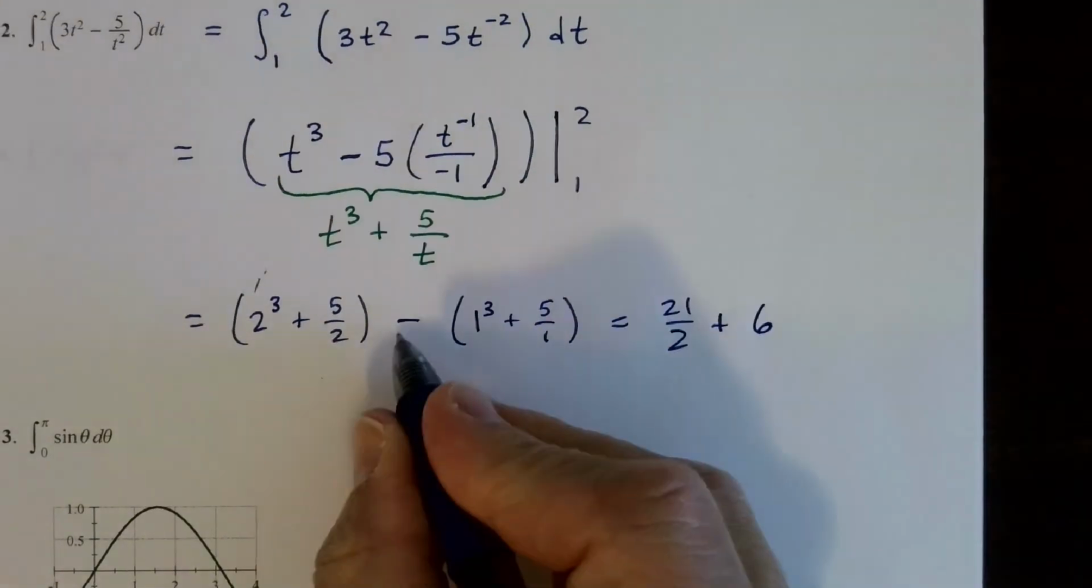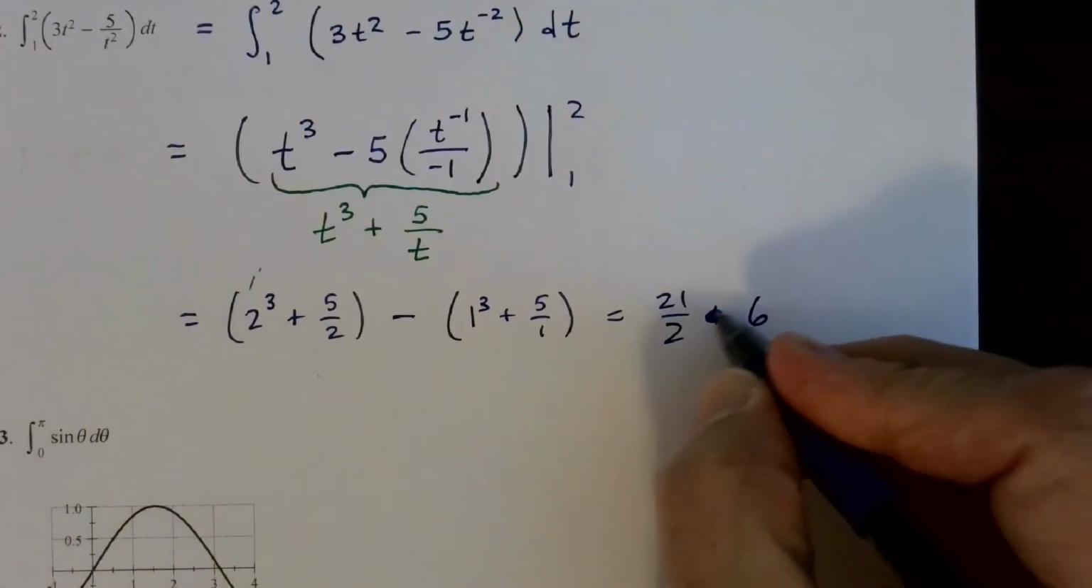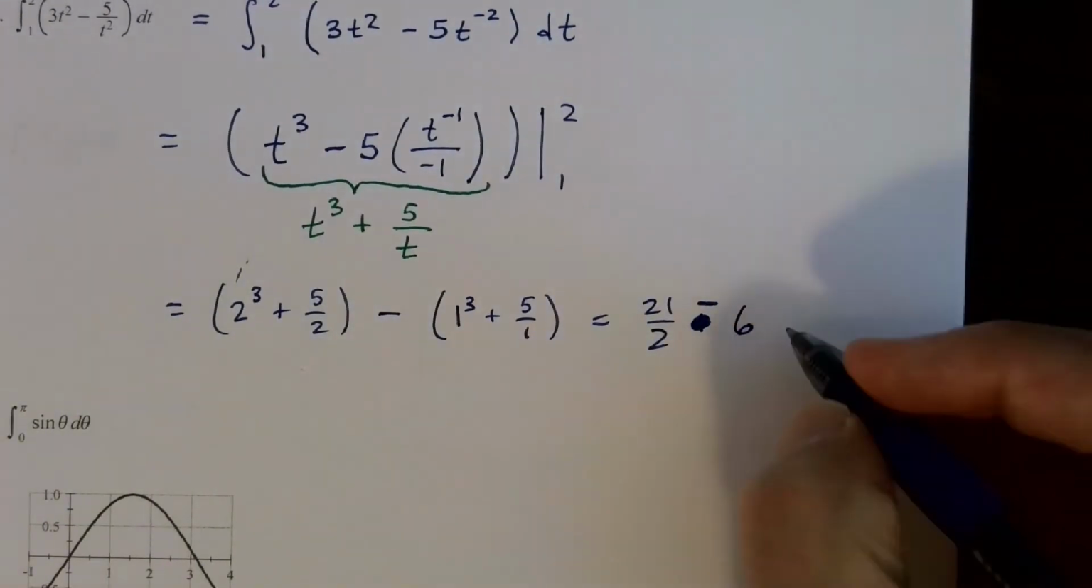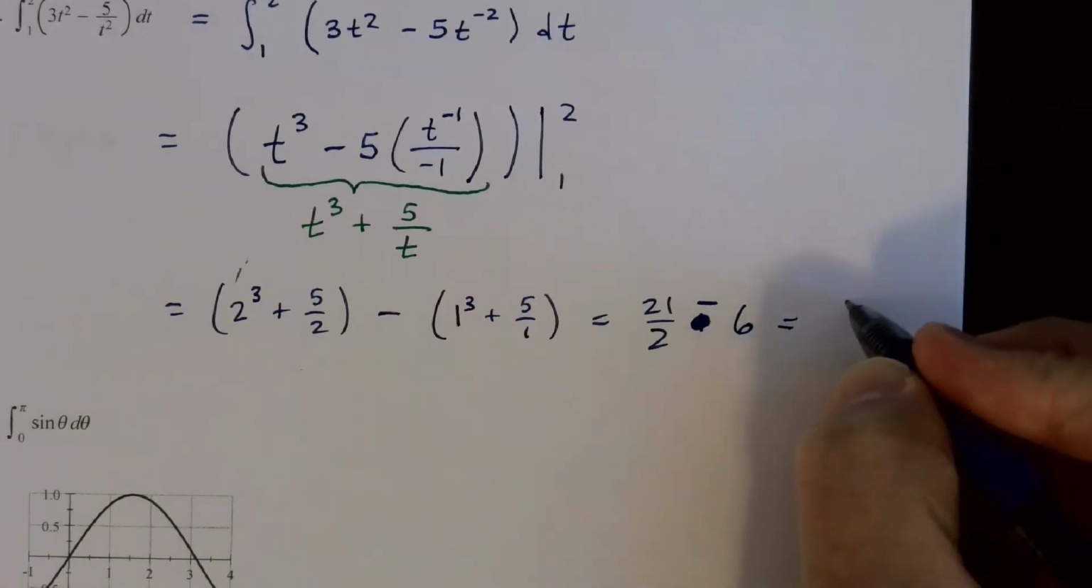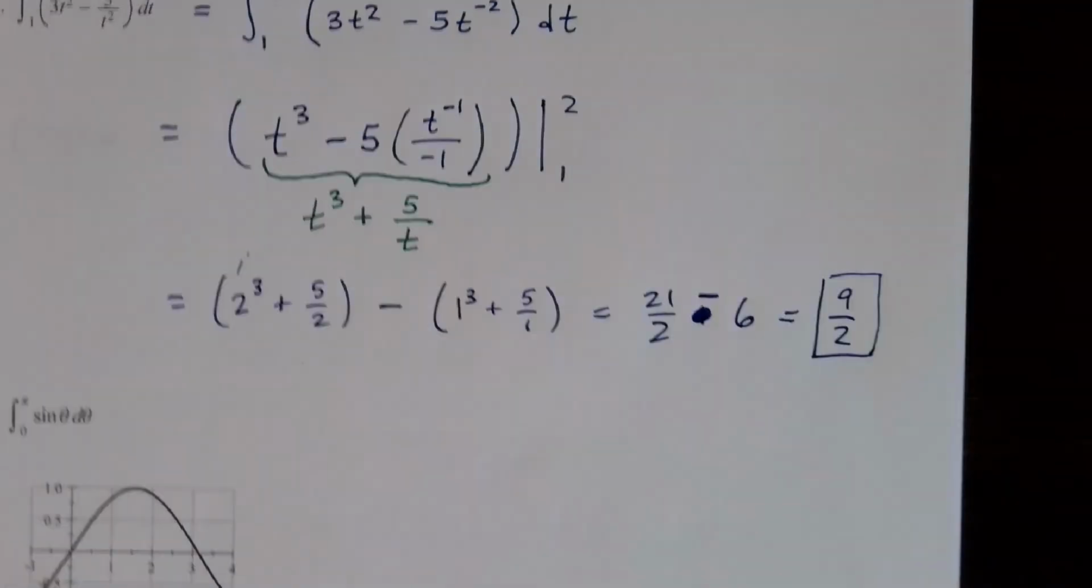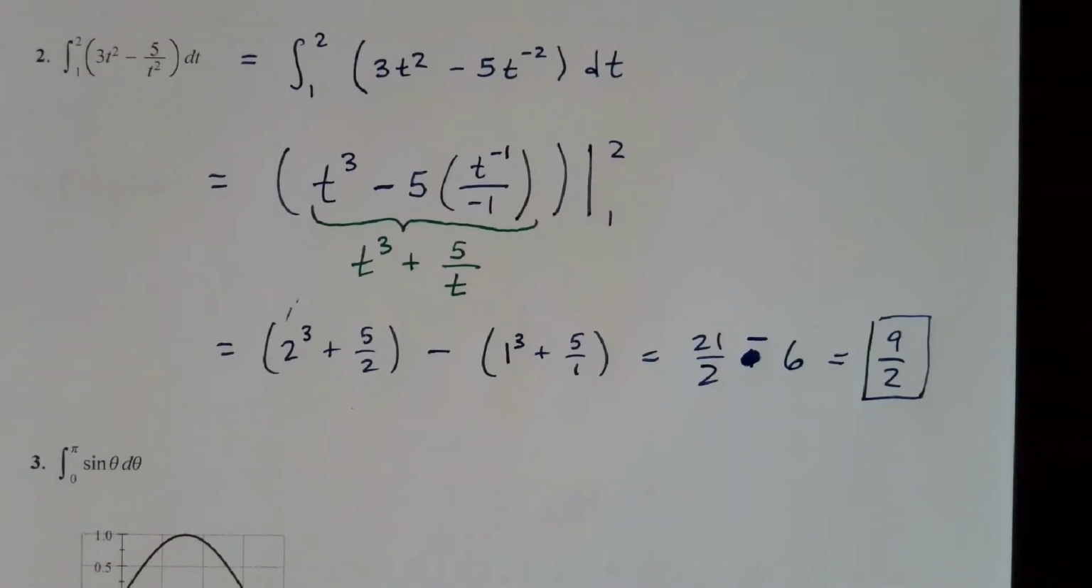Oh, I changed my minus sign to a plus. That's real interesting. I don't know what's going on there. That's a minus sign. Okay, so 21 halves minus 12 halves. 21 minus 12 is 9. So 9 halves or 4.5. That is the value of your definite integral.